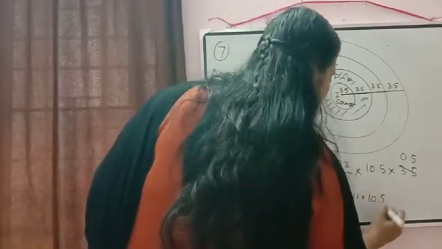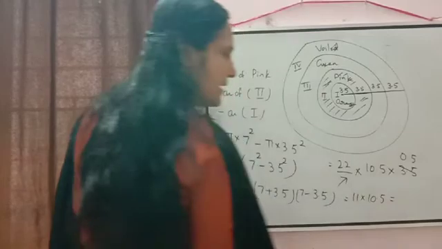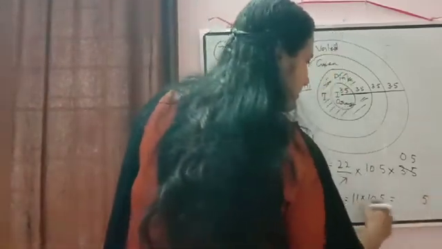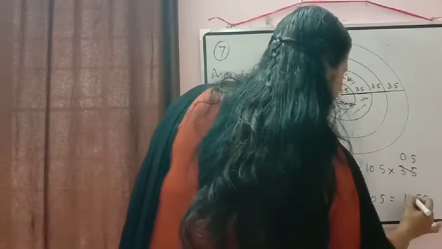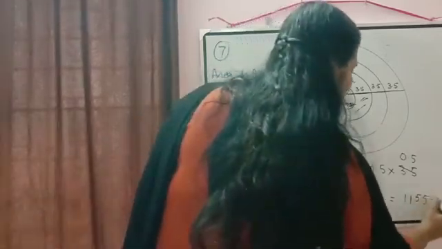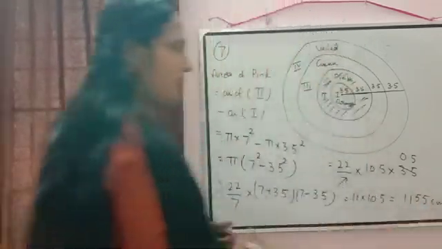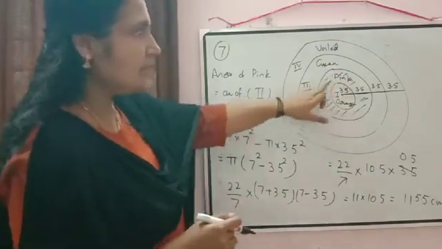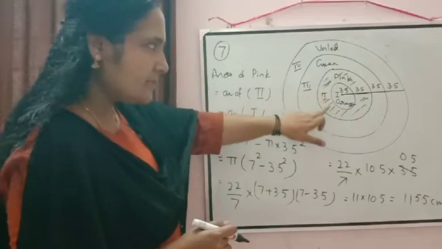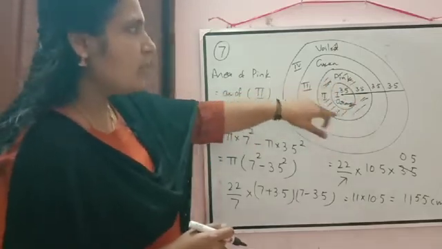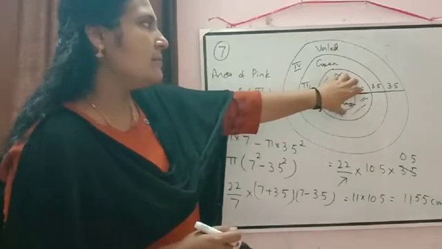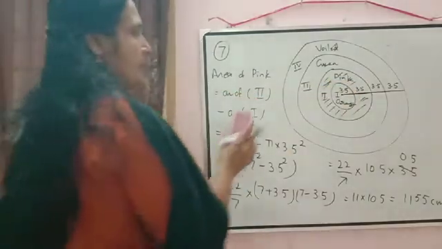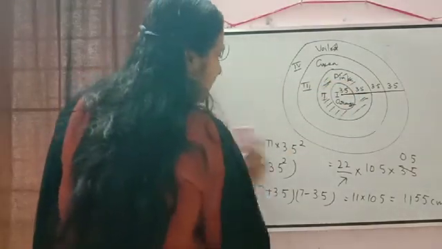So 11 into 10.5. Just to do the multiplication, 11 5s are 55. 11 0s, so again 5 will come. 11 1s are 11. So it will be equal to 115.5 centimeter square. That is the area of this pink region. Only this track, okay, not the whole area, this area between the two circles. Now we will calculate the area of the green region there.